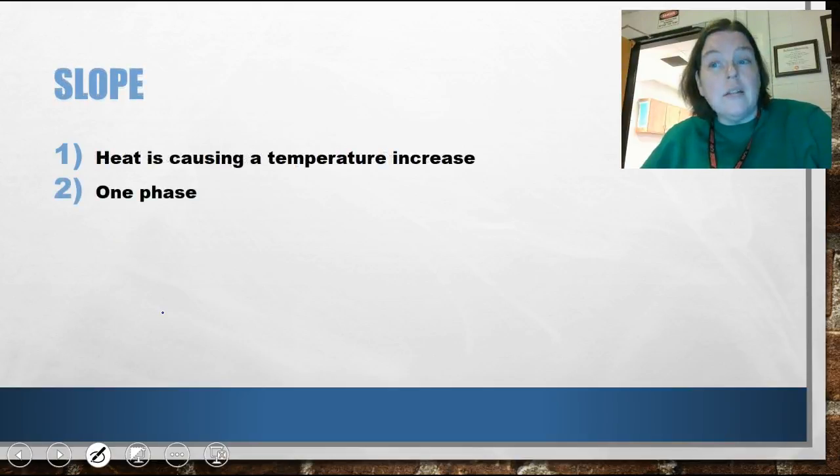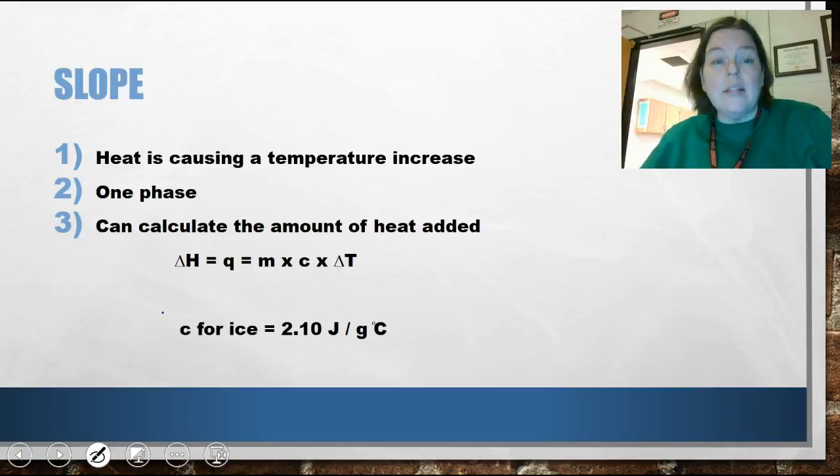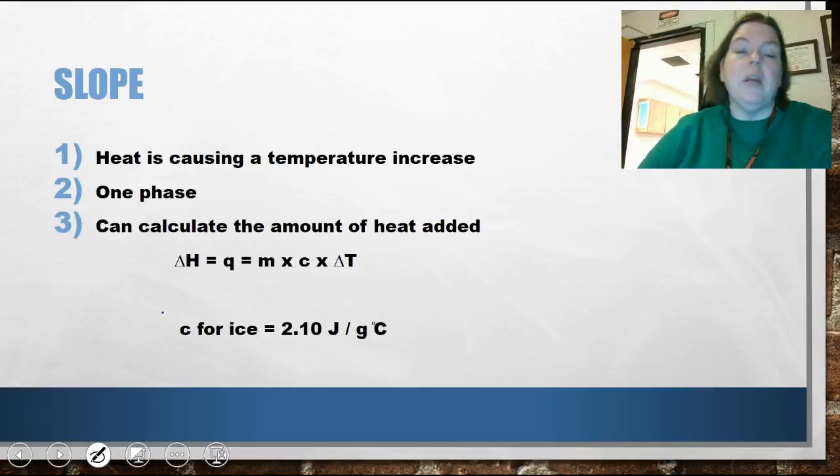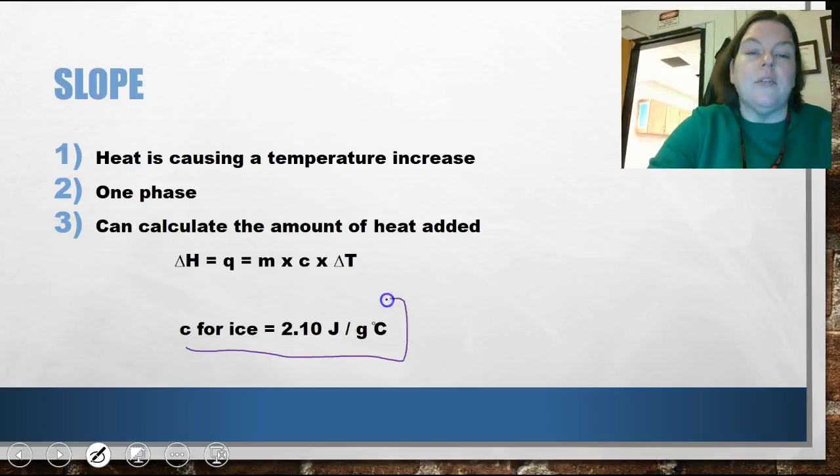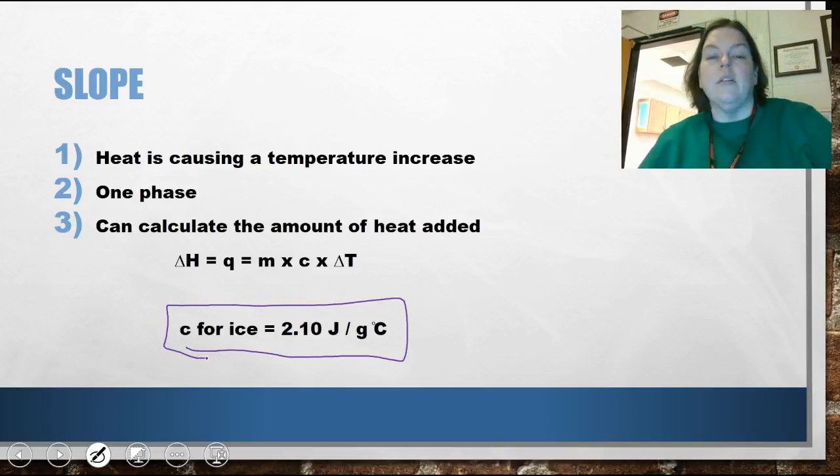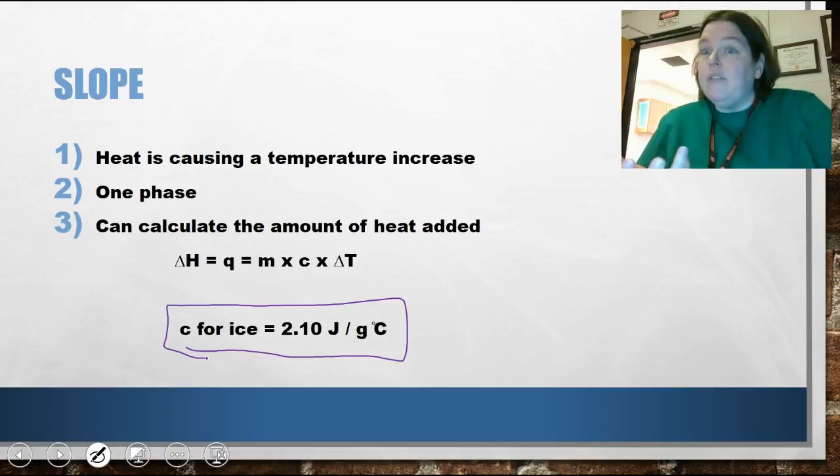So that's one phase. When we have only one phase, we can calculate the amount of heat added in the regular way. Delta H, or the enthalpy, is Q, which is equal to m times c times delta T. Remember, delta H would be molar, so we divide that by the number of moles. But we have to remember we have a solid, so the c for ice is different. Here's the c for ice. It's a little different than what we've looked at before because we've always had liquid water. As long as there's a temperature change, I can use Q, and I need the specific heat. Once I know that, I can look it up and I'll be good.